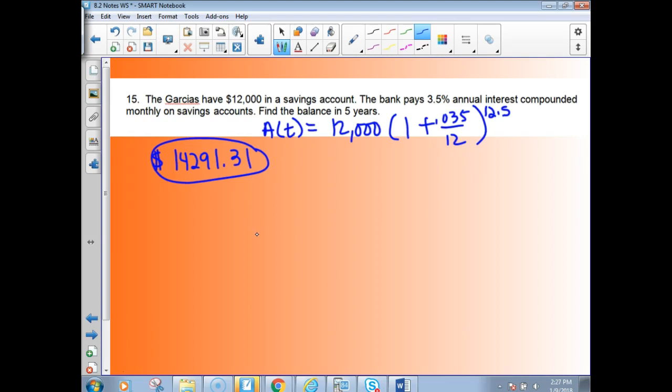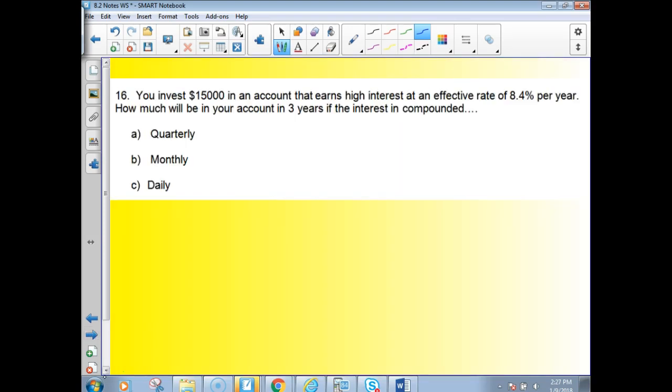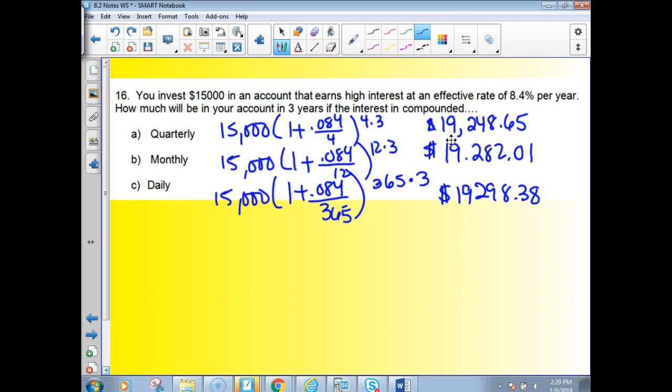All right, and then check what happens on number 16. I'm going to pause for a moment while you guys do that. So these are the answers we got, or should have gotten, after doing the 3 different problems for 16.